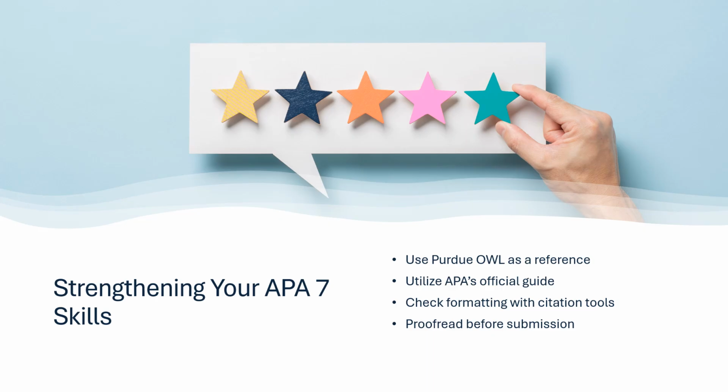So mastering APA formatting does take time, but resources like Purdue OWL and APA's official guide can help. We've talked about that before, and citation tools, which we've also mentioned and was mentioned in last class, such as Zotero or EndNote, can assist with references, but you always want to double check formatting. And lastly, of course, proofread carefully before submitting your paper.